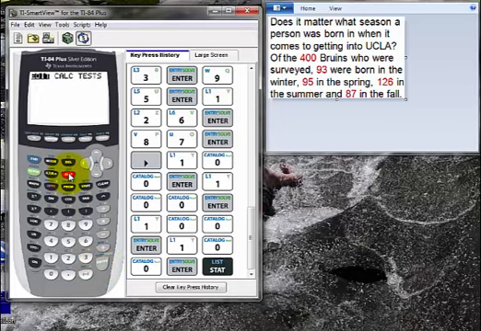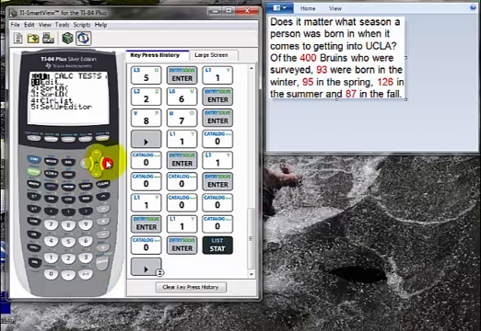So now I go to Stat. I go to Tests. I go up to my chi-squared GOF test. Notice that is not the same as chi-squared test. If you have chi-squared test in your calculator and you do not have chi-squared GOF test, then you have to download the program. So make sure you're doing chi-squared GOF test and not chi-squared test.